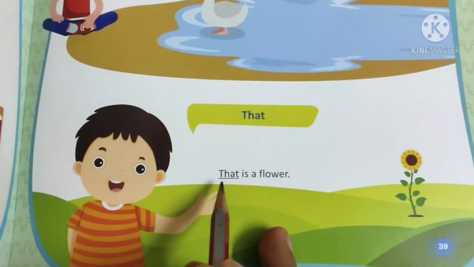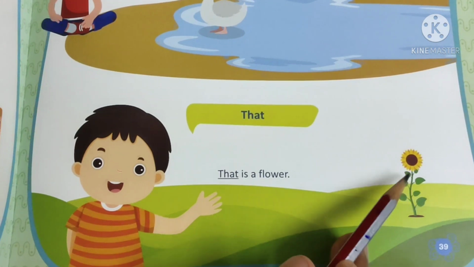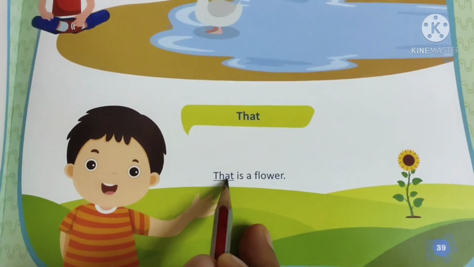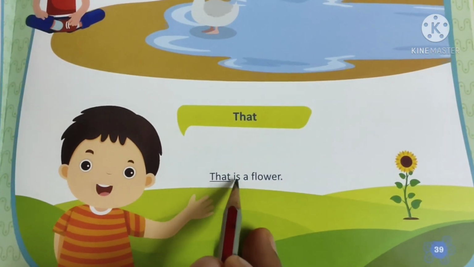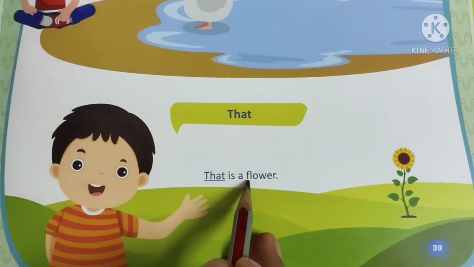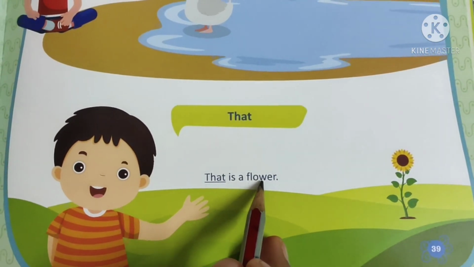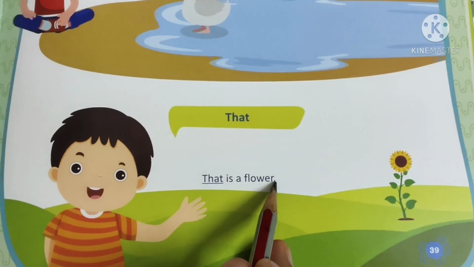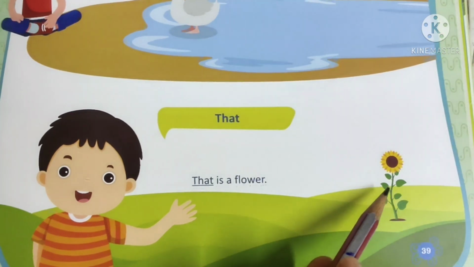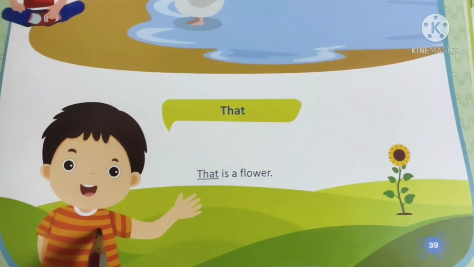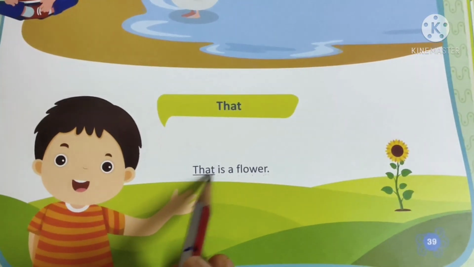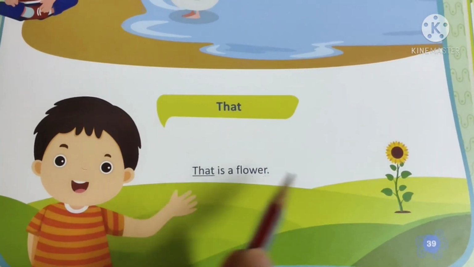That is a flower. T-H-A-T, that. I-S, is. A-F-L-O-W-E-R, flower. That is a flower. The flower is far from the boy. That's why we use that.